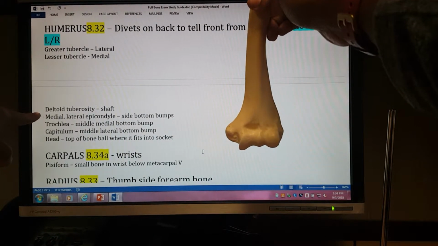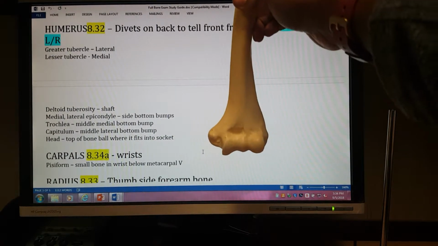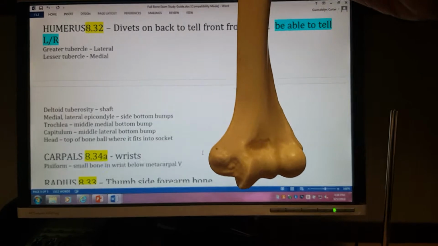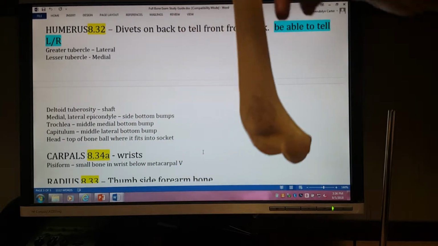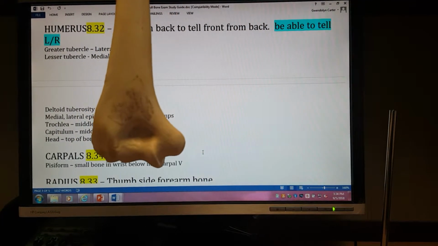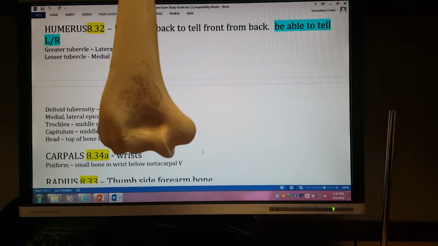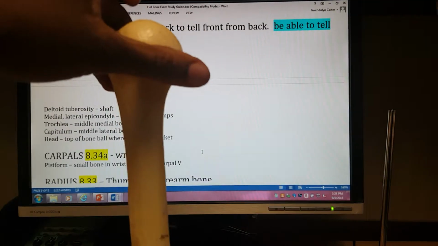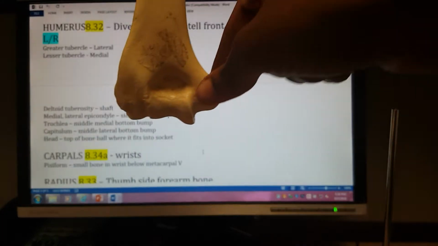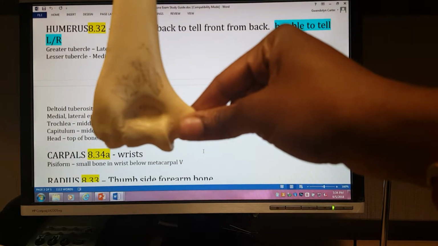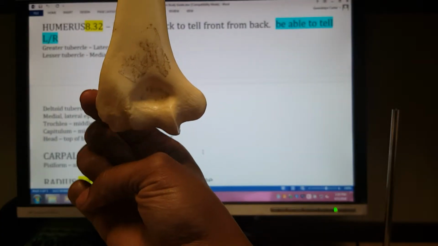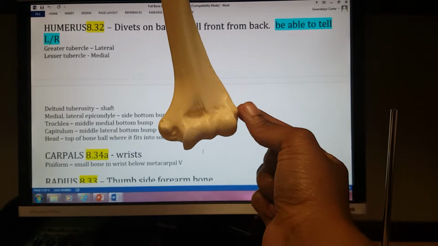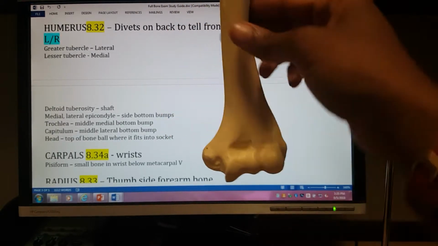For your medial and lateral epicondyles, remembering which one's left and right: we're going to flip this as if we are looking at it from the back. If this end is going into our shoulder, then this side is pointing towards the middle portion of the body, and this is pointing towards the outer lateral side. So our medial and lateral epicondyles.